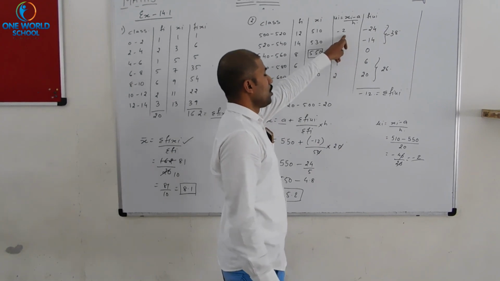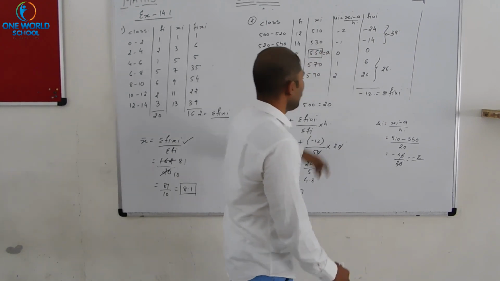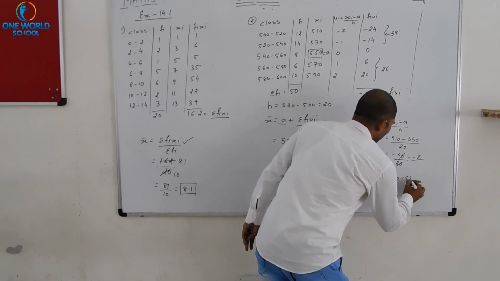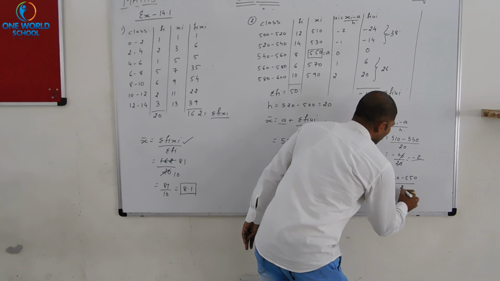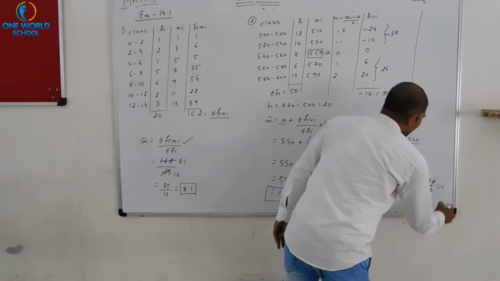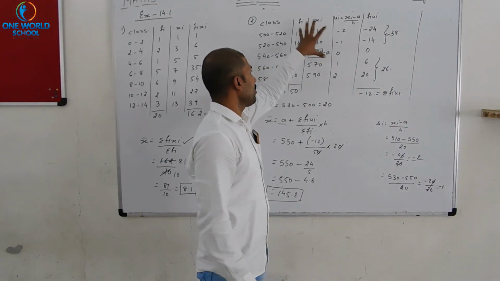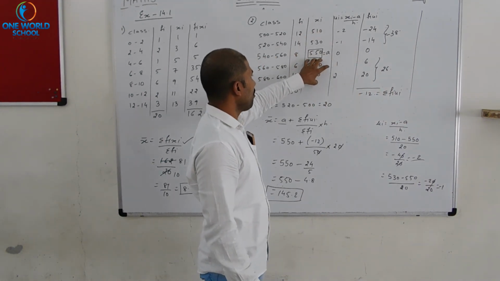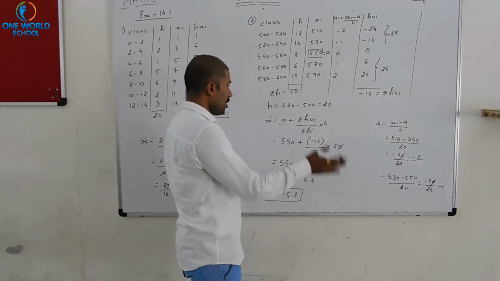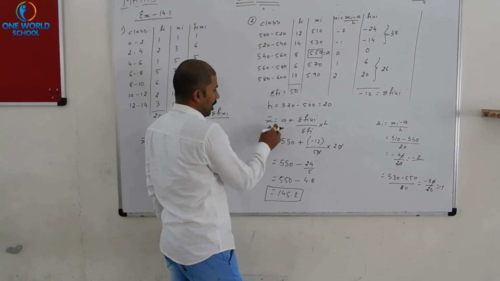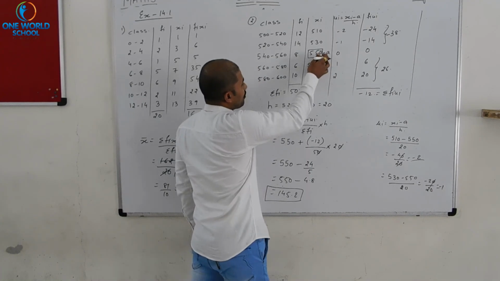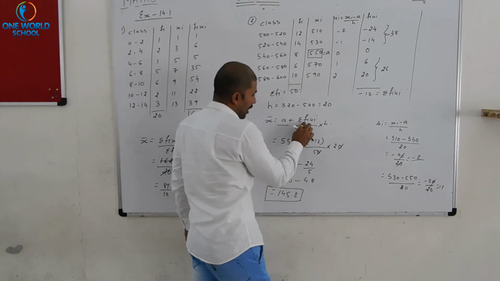See, we get minus 2. Similarly, for the second one, we can write 530 minus 550 divided by 20. So minus 20 by 20, we will get minus 1. Similarly, we can solve for all these above values. We will get minus 2, minus 1, 0, 1 and 2. Now move toward our formula, that is x bar equal to a, that is 550, plus h into sigma fi ui upon sigma fi.